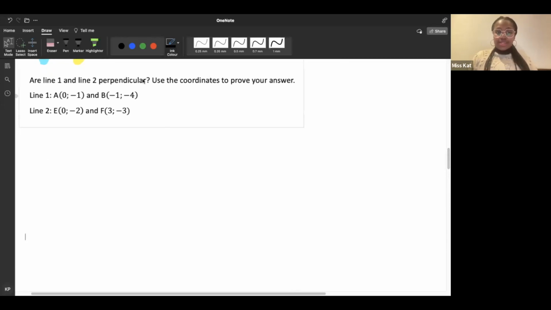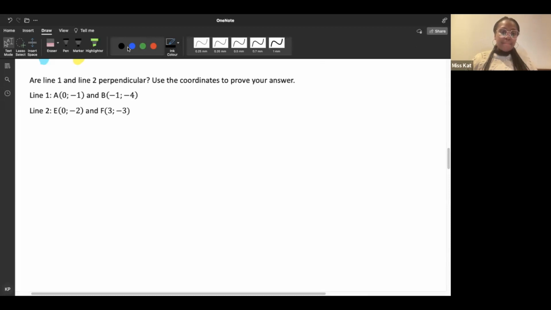No, Sisa, I said we have to find the gradients and then multiply them and see if the answer will be -1. Or we have to find the gradients, check if the signs are opposite and then check if they are reciprocals. So we can use both those methods or one of them and then we'll know whether they are perpendicular or not. So what is my formula for gradients? We have done gradients before. Yes, Tabang?